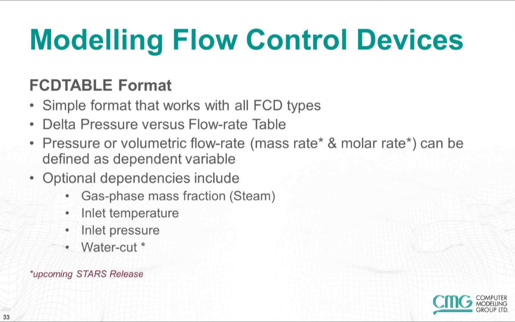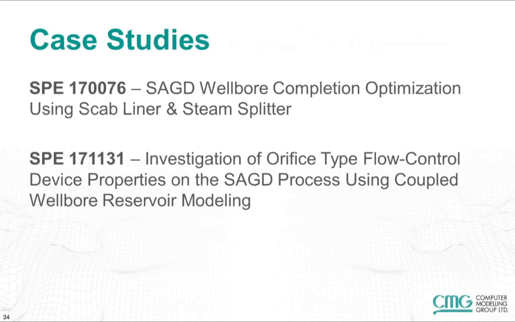Pressure or volumetric flow rate can be defined as a dependent variable. In the upcoming release, we can also use mass rate or molar rate instead of volumetric flow rate. Additionally, we can also have optional dependencies such as gas mass fraction, inlet pressure and temperature, or water cut as well. Now we'll go through a couple of case studies that highlight the benefits of using an integrated approach to optimizing completion design.